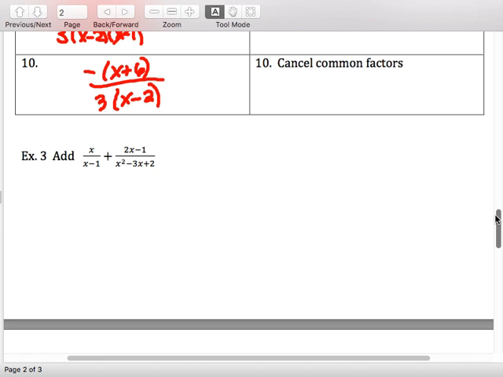Let's look at example 3. Step 1 is factor each denominator. Well, the first denominator can't be factored. It's just x minus 1. But the second denominator is x minus 1 times x minus 2. So I'm going to determine my LCD. What is the LCD here? It's x minus 1 times x minus 2. It's not x minus 1, x minus 1, x minus 2. You only need the x minus 1 once, okay?